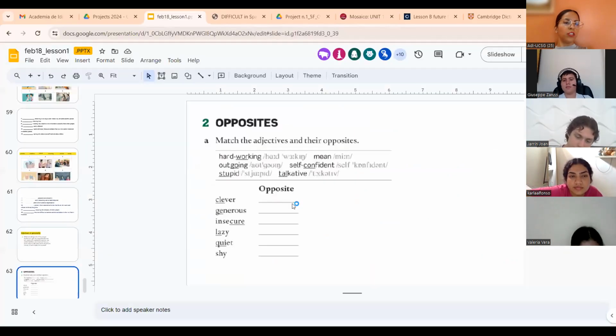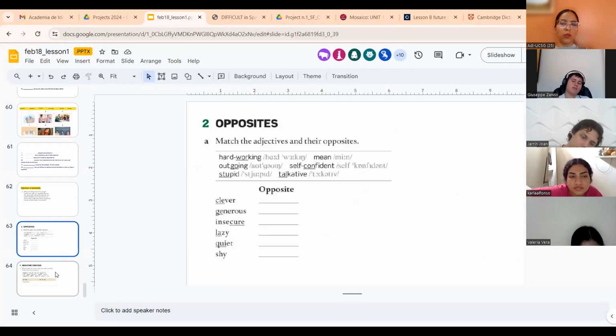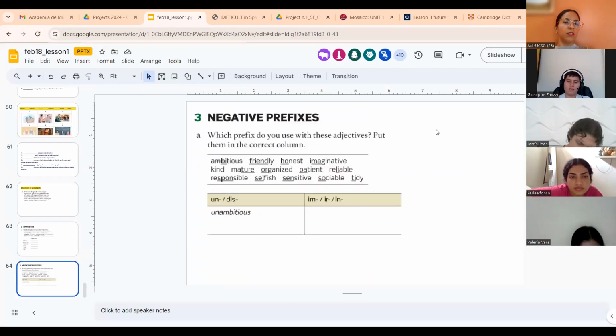Okay, we are gonna do the next one. Negative prefixes. Which prefix do you use with these adjectives? Put them in the correct column.